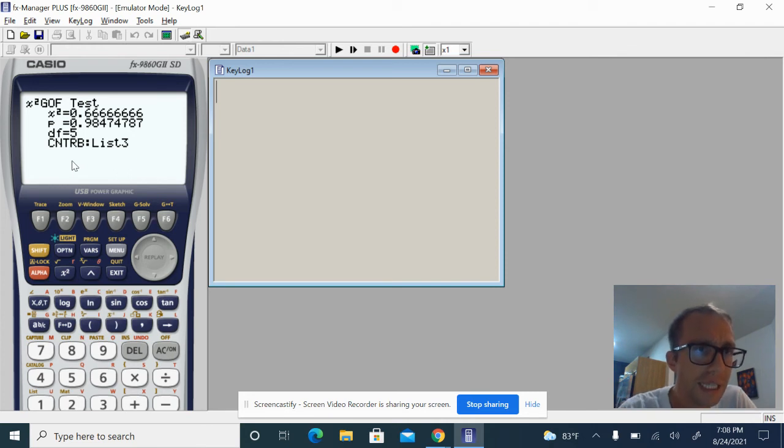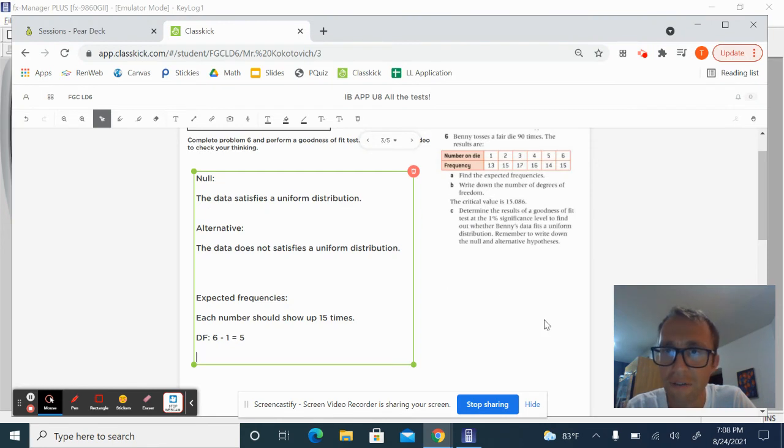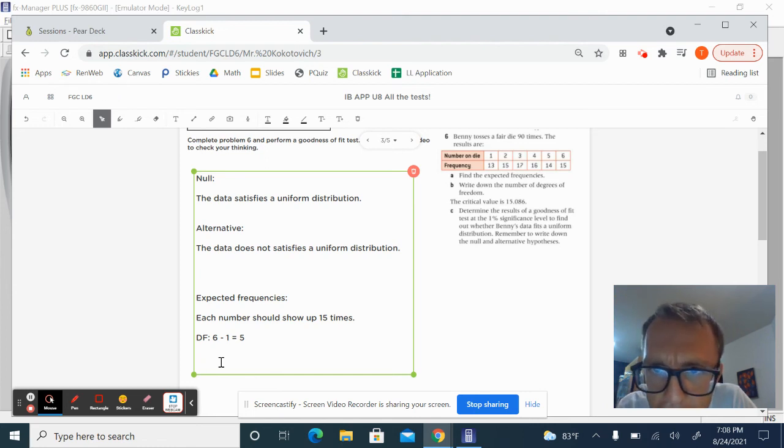The chi-squared statistic is 0.66. The p-value is 0.98. Look at all these numbers, they are very close to 15, so that doesn't surprise me. Do they ask for the test statistic? They don't. They just ask to determine the results of the goodness of fit test. So if they don't ask for it, I'm just going to say the p-value is 0.98. Wow, that's a high p-value.